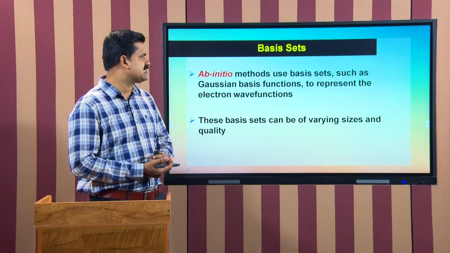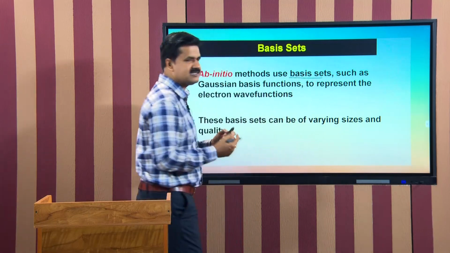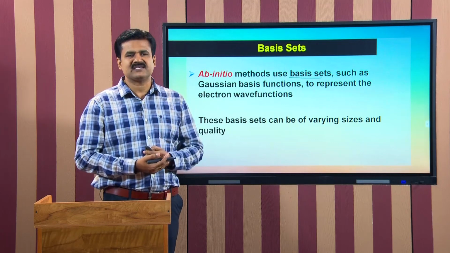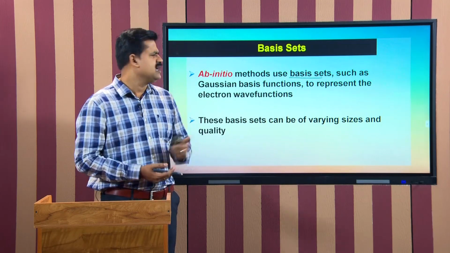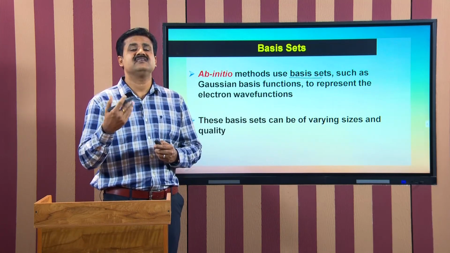Ab initio methods use basis sets such as Gaussian basis functions to represent electron wave functions. These basis sets can be of varying size and quality.